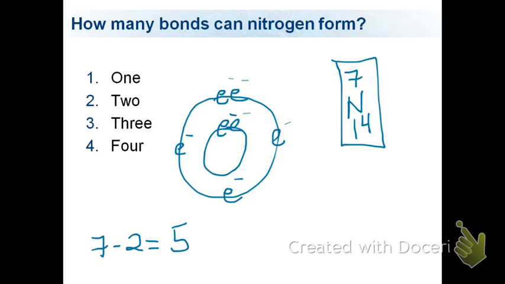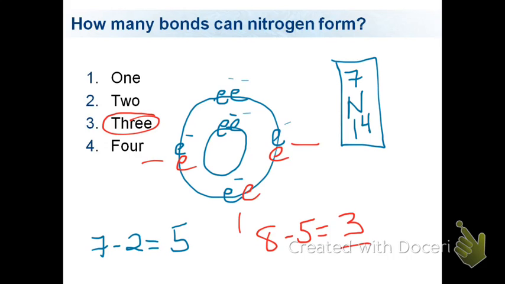How many electrons could I have in that outer shell? I could have a total of 8. I have 5 now. So that leaves me with 3 empty spaces. So it can form 3 covalent bonds. It could share 3 electrons, forming 3 different covalent bonds.